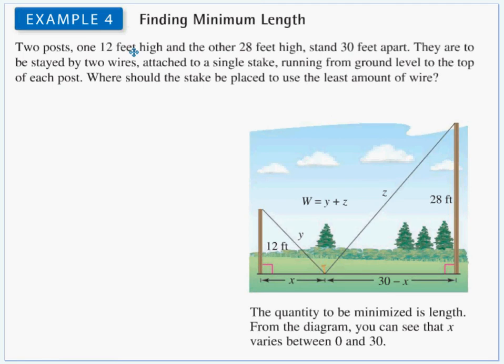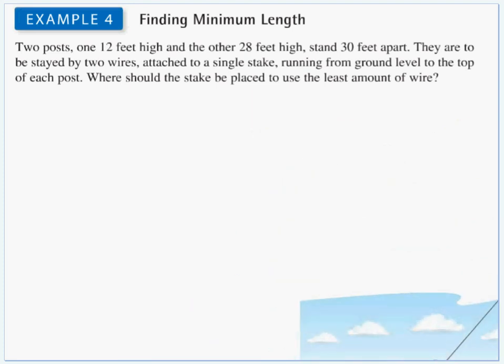Two posts. One's 12 foot, the other's 28. So here's the short one on the left, 12. Higher one on the right is 28. They are 30 feet apart. So this entire distance is 30 feet. They're to be stayed by 2 wires attached to a single stake running from the ground level to the top of each post. Where should we put the stake to use the least amount of wire? And actually, I am going to sort of draw this myself. So here we go.